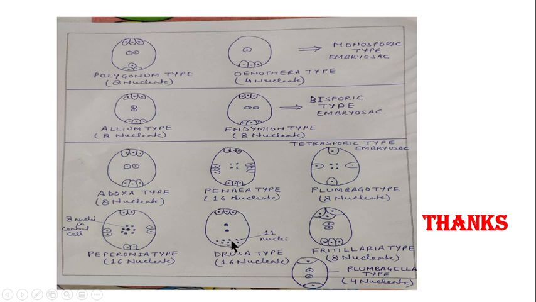This side means it is the chalazal end and this is the micropylar end. Now in the Fritillaria type, it is 8 nucleate, 3 over here, 2 in the center, 3 towards the chalazal end. In the Plumbagella type, it is 4 nucleate, 1 at the micropylar end, 1 at the chalazal end and 2 in the central portion.